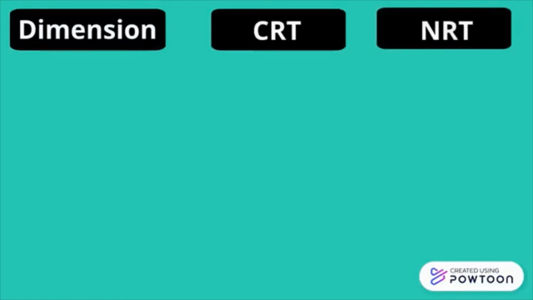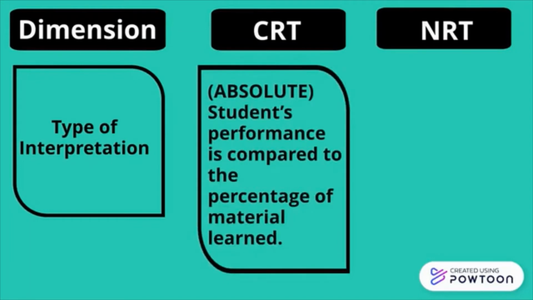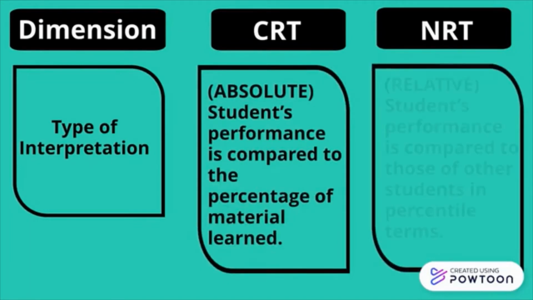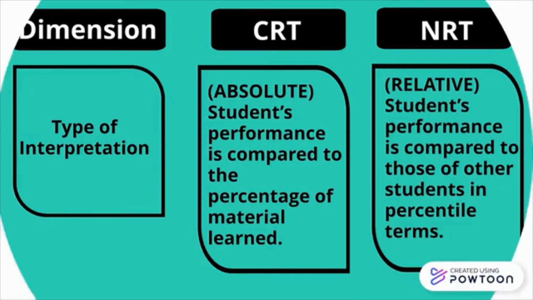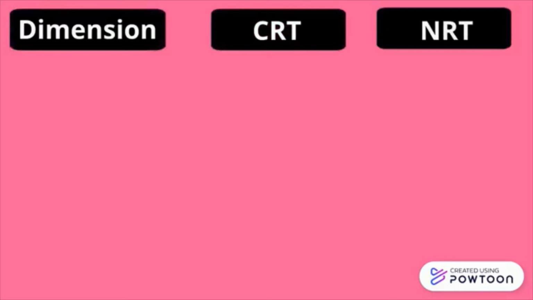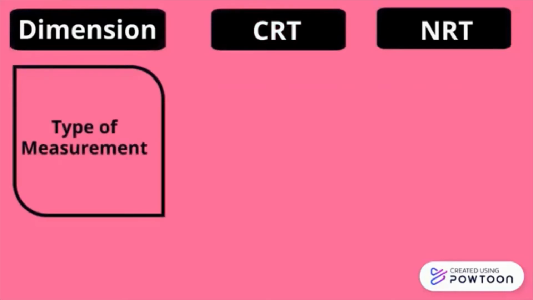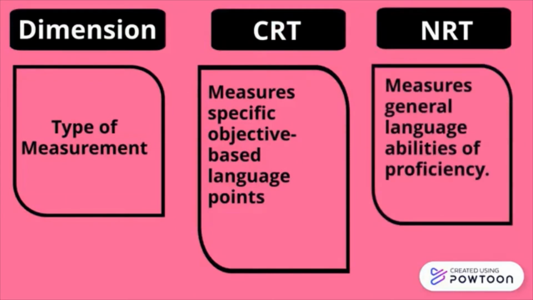Type of interpretation. In CRT, students' performance is compared to the percentage of material learned, while in NRT, students' performance is compared to those of other students in percentile terms. In type of measurement, in CRT, it measures specific objective-based language points, while in NRT, it measures general language abilities of proficiency.